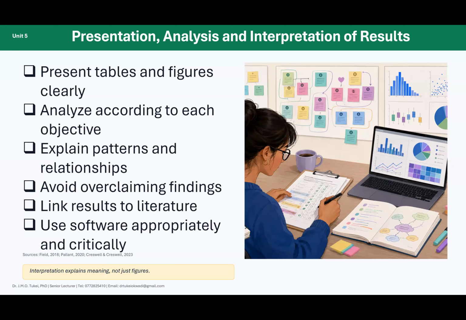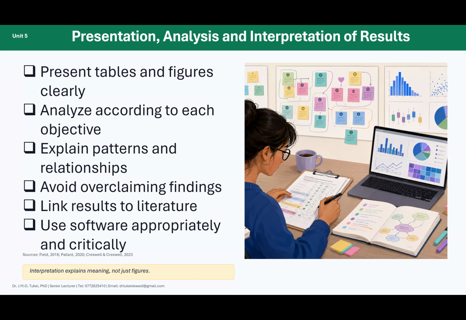Colleagues, I want to give you an example. If 70% of respondents report delayed services, the researcher should explain the operational meaning, compare the findings with literature, and discuss possible contextual reasons. But I want to engage you. What is the difference between presenting a result and discussing results? The key message is presentation shows the evidence, interpretation explains its meaning and significance.